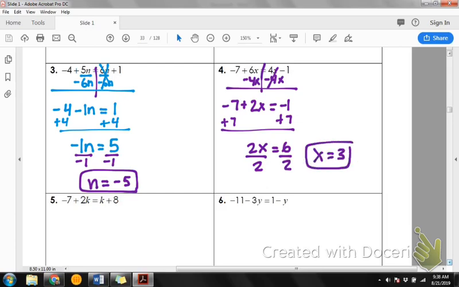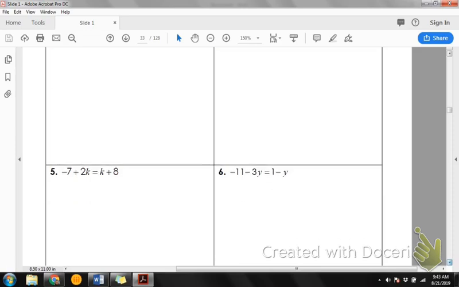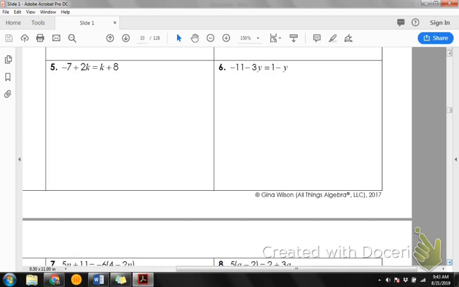Raise your hand if this is what you got or you're quickly on your way to get there. X equals 3. Awesome job, guys. Does anyone have any questions on that? Yes? JK? All right, I'd like you to try number 6, please. Number 6. Skip number 5. I'd like you to try number 6, please. Go ahead and pause the video.